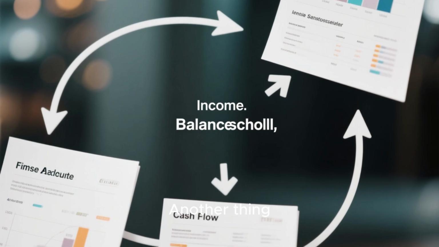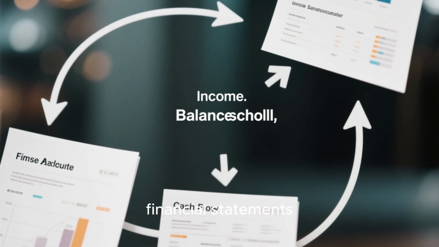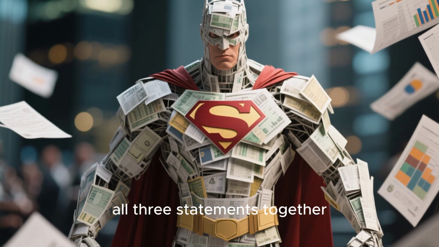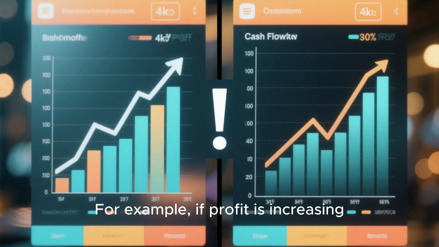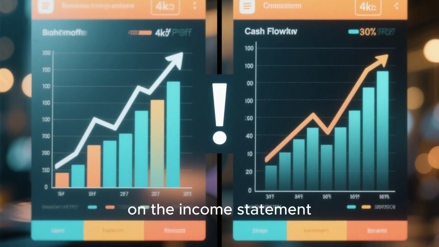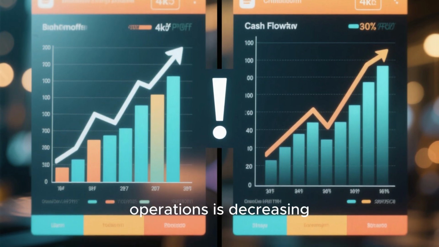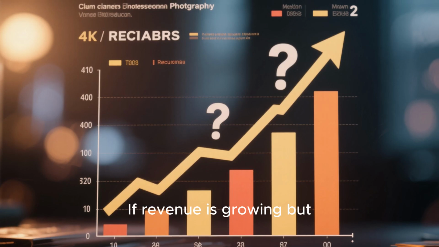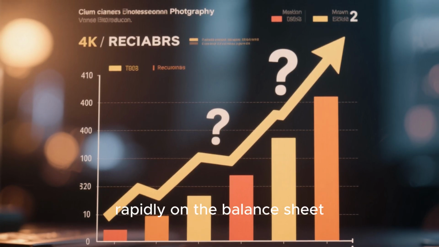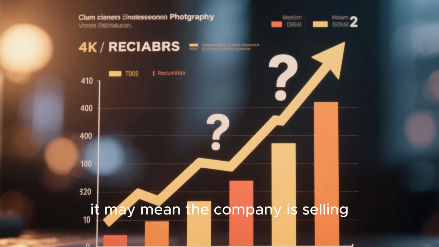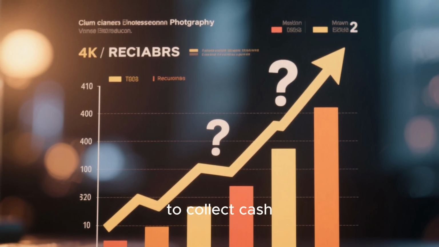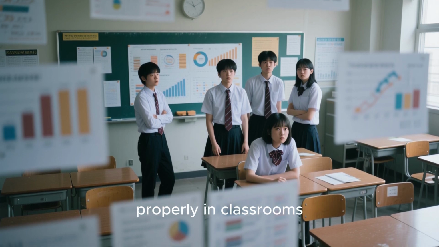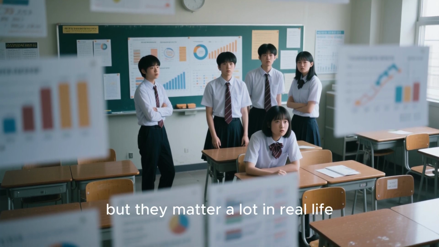Another thing schools don't teach is that financial statements should never be read separately. The real power comes from reading all three statements together. For example, if profit is increasing on the income statement, but cash from operations is decreasing on the cash flow statement, something is wrong. If revenue is growing, but receivables are also growing rapidly on the balance sheet, it may mean the company is selling on credit and struggling to collect cash. These connections are never explained properly in classrooms, but they matter a lot in real life.